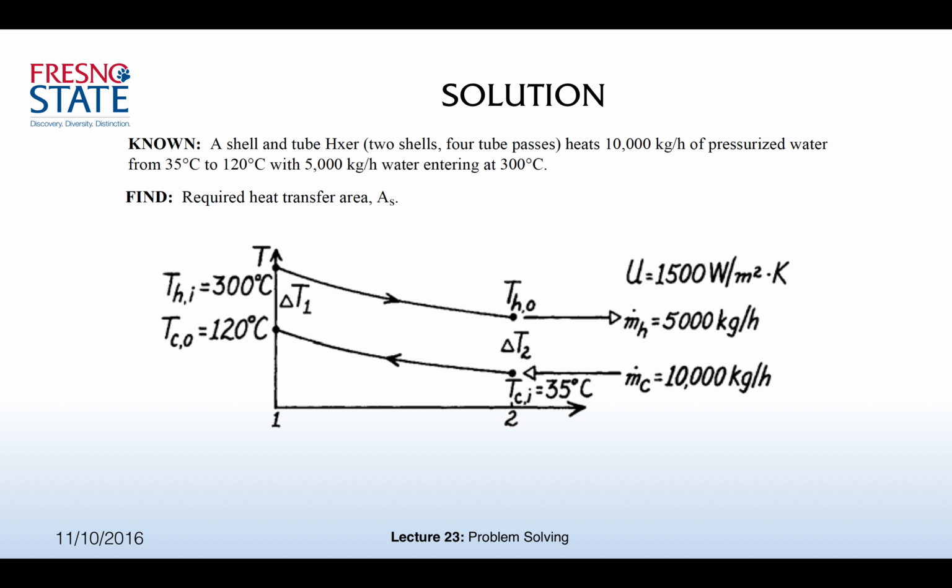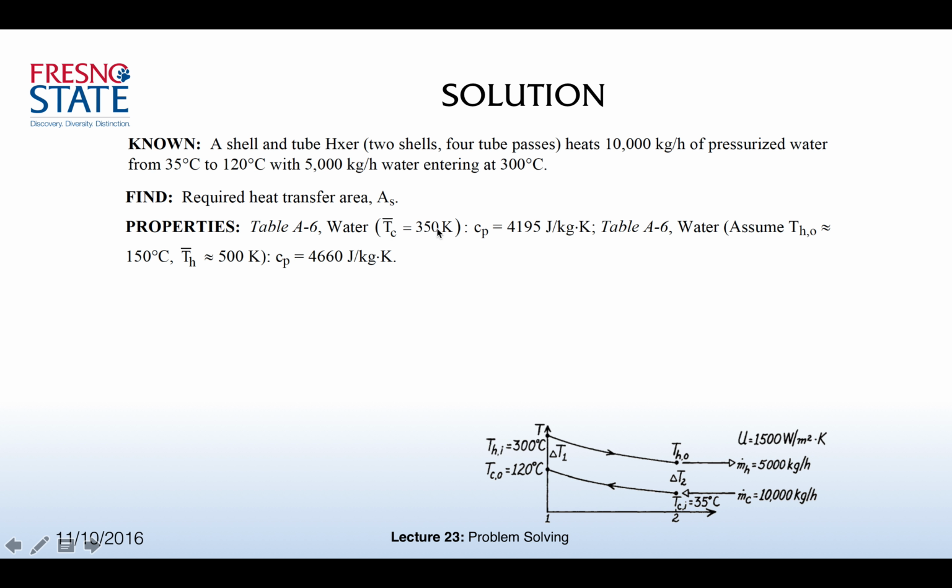So in this case, we have two fluids. We have two streams of fluids: pressurized water, which is cold, and hot water, that's the hot fluid. So we need to find the properties for these two fluids. And the properties for the fluid are obtained at the average temperatures. So, for example, for the cold fluid, the average temperature between T_c,in and T_c,out. If you calculate it, take the average and convert it to Kelvin, that would be around 350 Kelvin. So you go to the table for water properties, and this is table A6, and you find the c_p for the water. c_p for the cold water is 4195 joules per kilograms Kelvin.